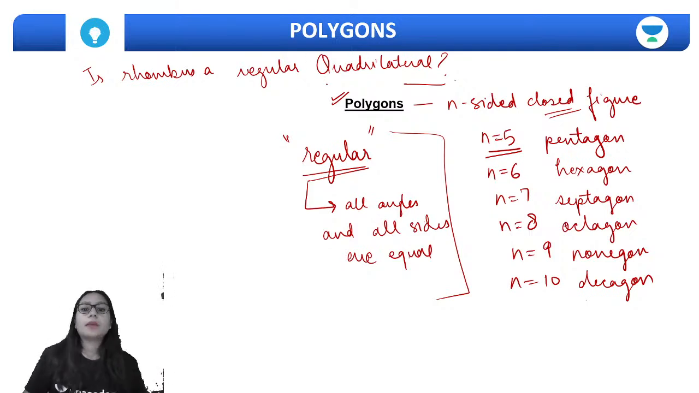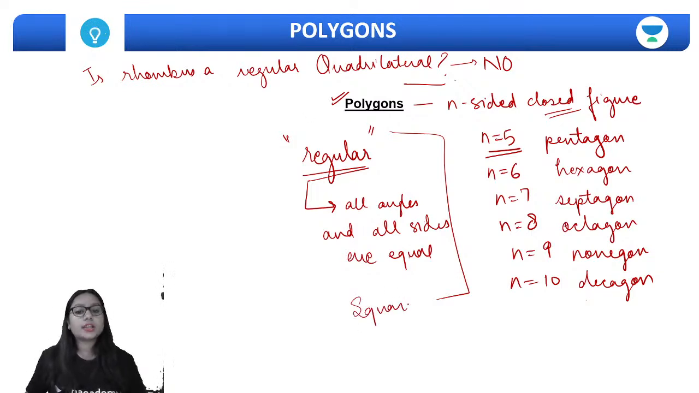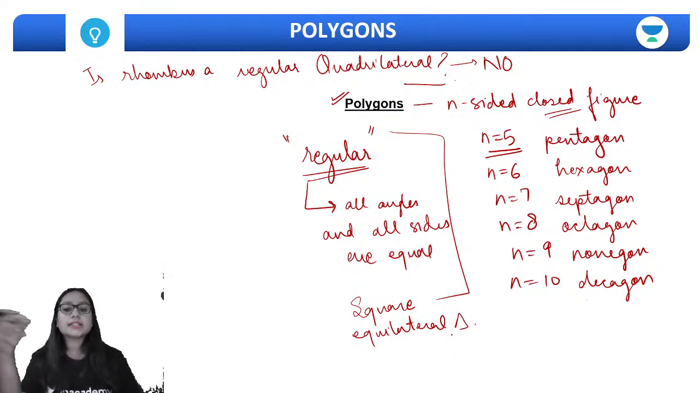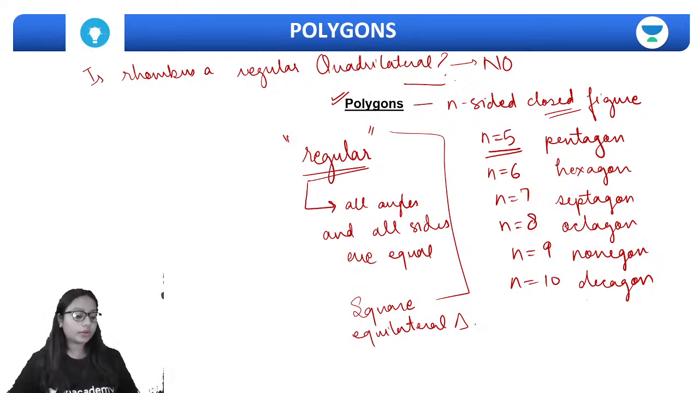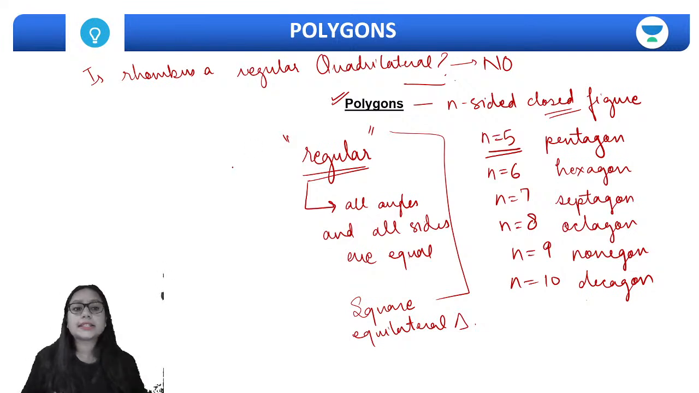Yeah, Prasoon, your answer is correct. A rhombus is not a regular quadrilateral because all sides are equal in a rhombus, but all angles are not equal. So from here I can say that a regular quadrilateral is a square, and an equilateral triangle is a regular triangle. Any polygon whose all sides and all angles are equal is known as a regular polygon. I hope this is clear to you.